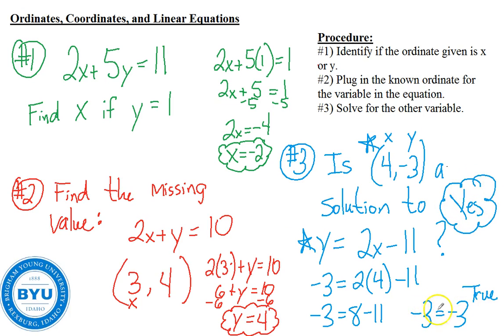If we ended up getting these not equal, like it was 5 equals 7, or 6 equals 2, or 11 equals 400, if those were not equal, then we would know that that point is not a solution to the line.